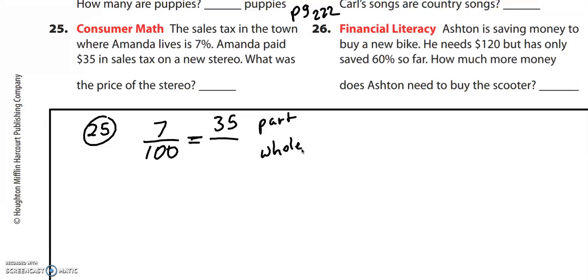Now this is actually pretty simple math. To get from 7 to 35, you just multiply by 5. So if you multiply the top term in a proportion by 5, you have to multiply the bottom term by 5. 100 times 5 is $500. And then I simply reread the question and ask myself, is that reasonable? Would it be reasonable to spend $500 on a stereo system? I think the answer is yes.